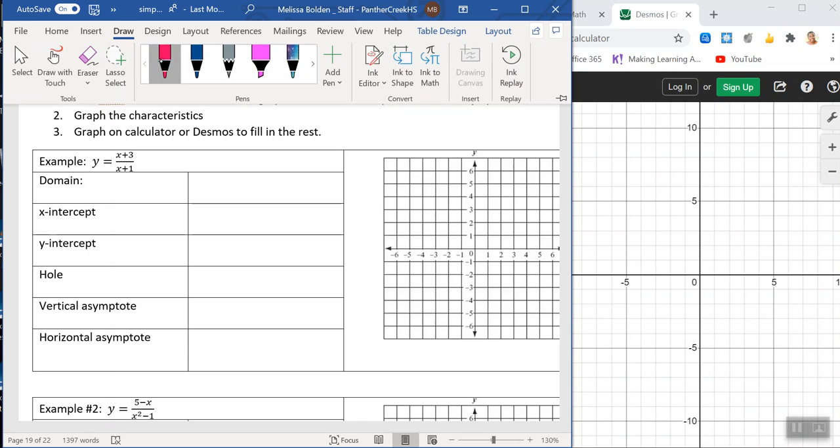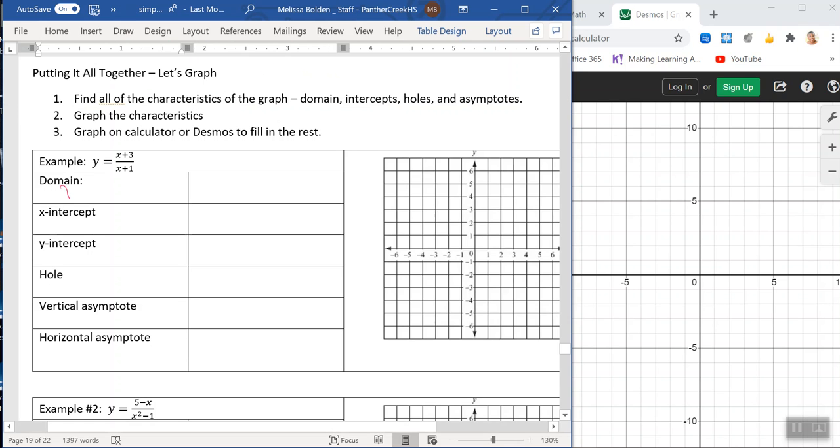Let's get some pencils here, sorry. It's going to be x plus 1 is not equal to 0, which means x is not equal to negative 1. So the way I would write that in interval notation would be my domain is all real numbers except for negative 1. And we write it that way. Okay? So it's all real numbers except for negative 1.